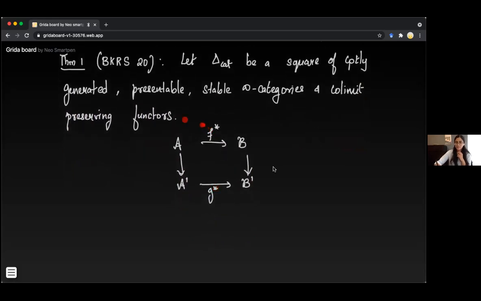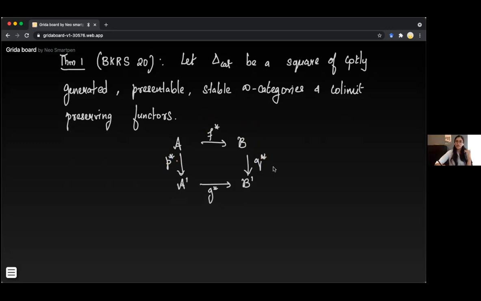I'm writing these as upper stars, but the point is because these are presentable stable infinity categories, and F upper star is colimit preserving, it would automatically have a right adjoint, and this upper star is supposed to indicate that it's the left adjoint of that functor. So Q upper star and P upper star.